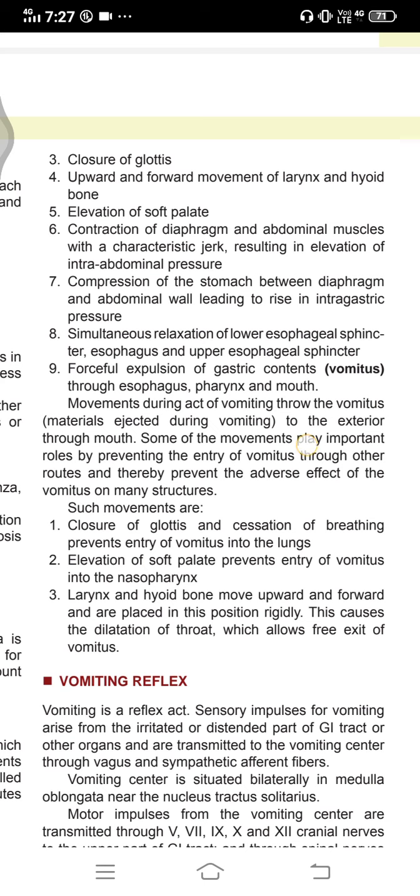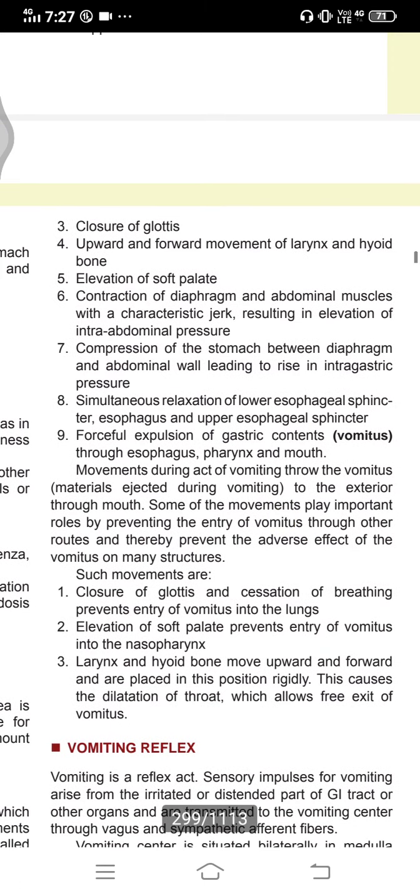Elevation of soft palate, contraction of diaphragm and abdominal muscles with a characteristic jerk, resulting in elevation of the intra-abdominal pressure. Compression of the stomach between diaphragm and abdominal wall, leading to rise in intragastric pressure. Simultaneous relaxation of the lower esophageal sphincter, esophagus, and upper esophageal sphincter. Forceful expulsion of gastric content, that is called vomitus, through esophagus, pharynx, and mouth.